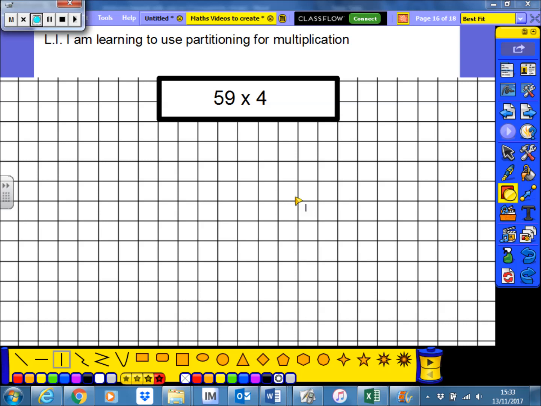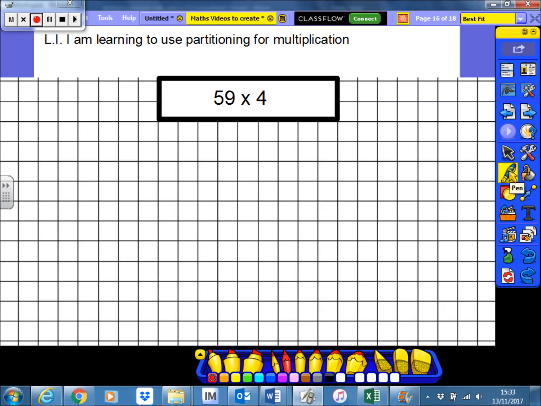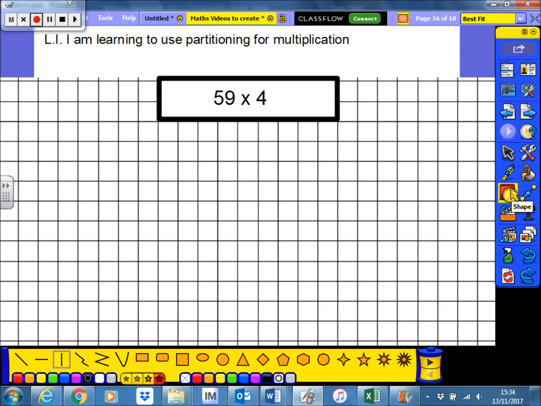Hi guys, in this video we're going to be looking at how to use partitioning for multiplication, or what some people refer to as the grid method. Now, as a quick refresher, partitioning is when we split a number up into its constituent parts. For instance, the number 59 is made of a 9 and a 50. Okay, so it's when we split a number up into its units, its tens, its hundreds, basically whatever parts it's made up of.